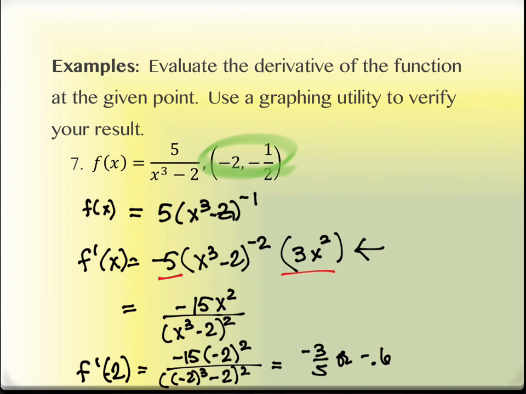So when we come back next time, remind me, and we will take a look at the graphing utility to verify our results, because it's a really cool feature that you'll want to see.